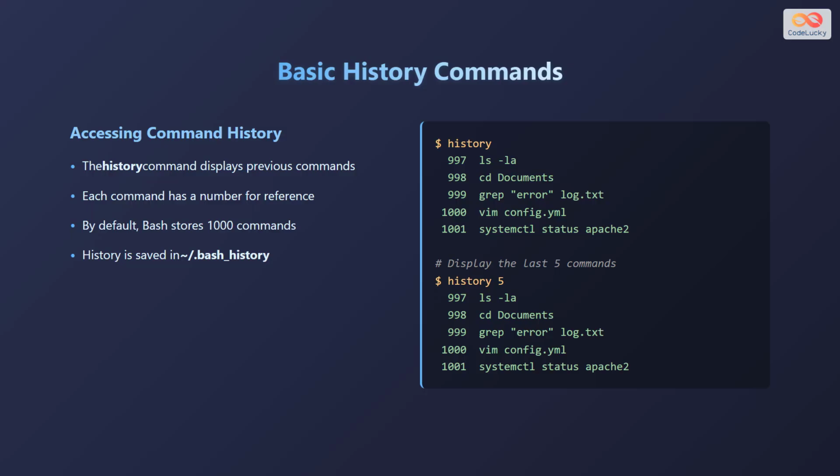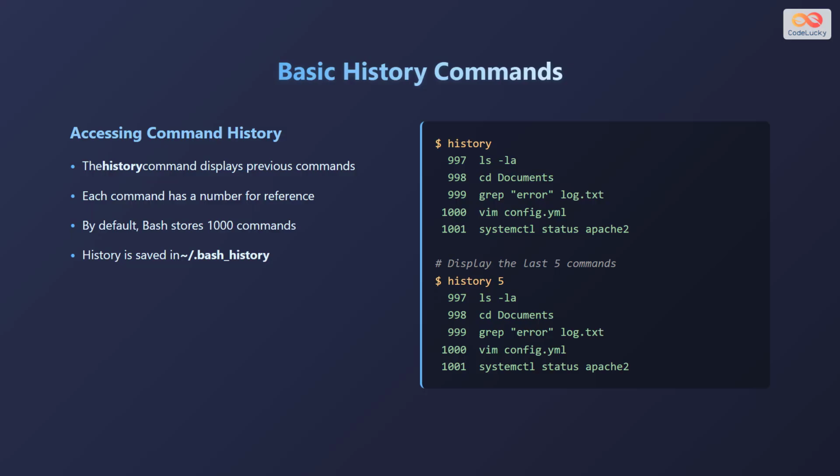The history command displays a list of your previously executed commands. Each command is associated with a number, which you can use for reference. By default, the bash shell stores the last 1000 commands. This command history is saved in a file named .bash_history, typically located in your home directory. You can also specify how many recent commands to display. For example, typing history 5 will show the last 5 commands.